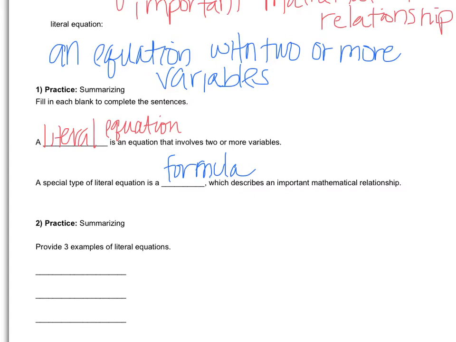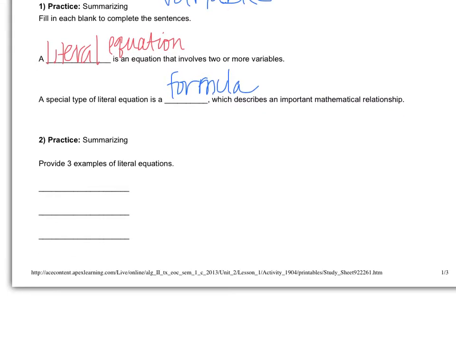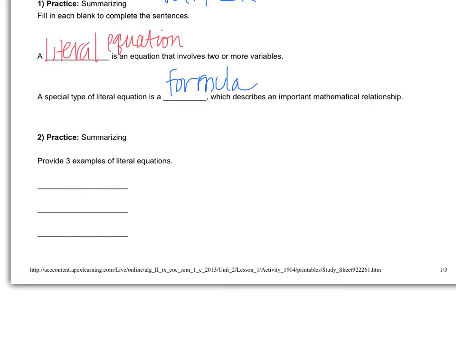So if we wanted some examples of literal equations, well, we could write 2x plus 4y equals 12. That would be a literal equation because it has two or more variables. We could also do area equals base times height divided by 2, because that involves two or more variables. Or we could do something like x squared y equals 42, because again, that involves two or more variables.